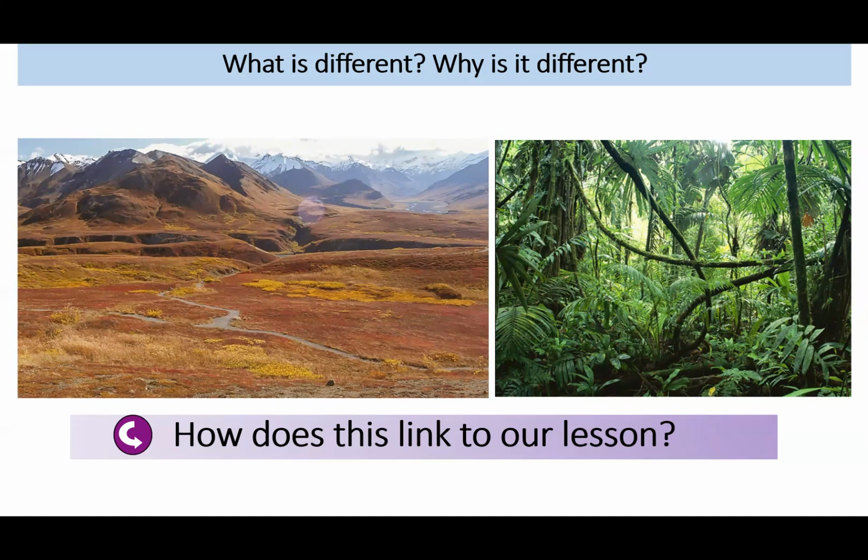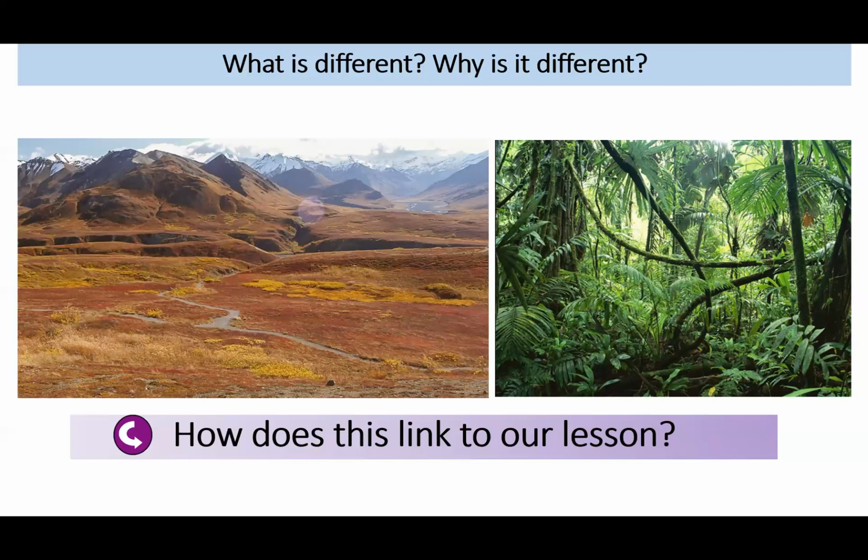So what is different? As you can see, the one on the left has a much colder climate. You've got snow in the background. The one on the right is much hotter, it's your rainforest. The one on the left seems to be a drier landscape. There's a lack of vegetation, so lack of precipitation. The one on the right, lots of precipitation, lots of rain falling.